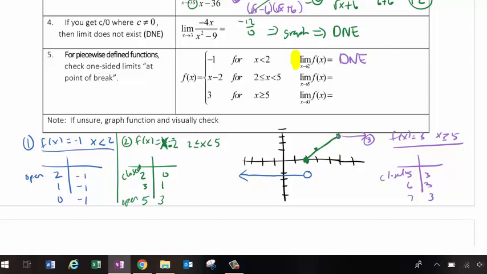Approaching 5, even though the green had an open, it's still approaching the same value from both sides. It doesn't have to be a smooth piece. They're both approaching 3, left and right. And at 0, which is here still on the blue, we're approaching a negative 1 from both sides. Practice drawing these pictures.